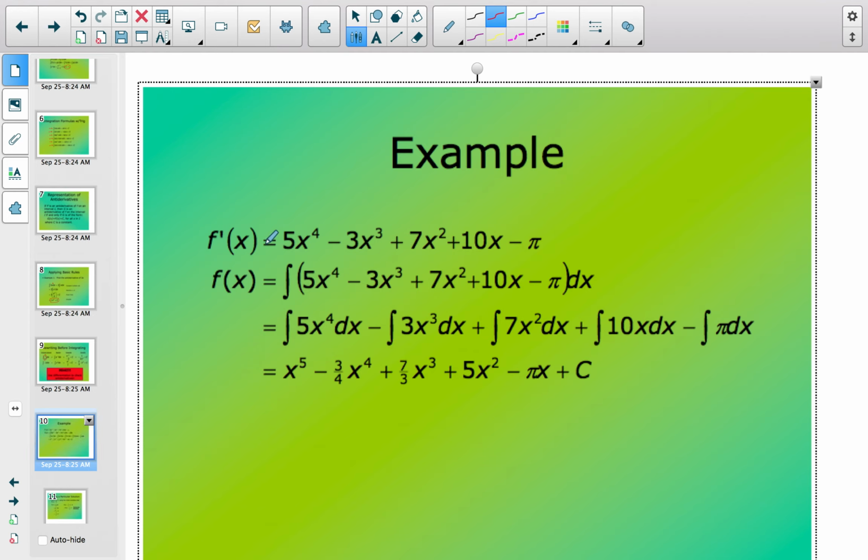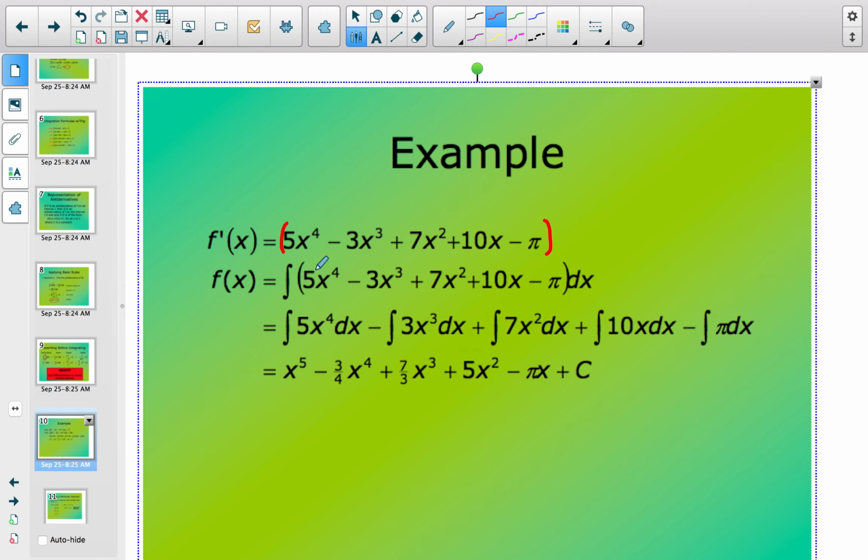Okay. An example right here, if we got a derivative and we want to find the antiderivative of that whole thing right here, we can do that piecemeal by going through and taking the antiderivative of 5x to the 4th minus the antiderivative of 3x cubed plus the antiderivative of 7x squared plus the antiderivative of 10x minus the antiderivative of pi. Now, you don't have to write all this distinctly out, but that's what basically you're doing. You're taking the antiderivative of each individual part of this polynomial.